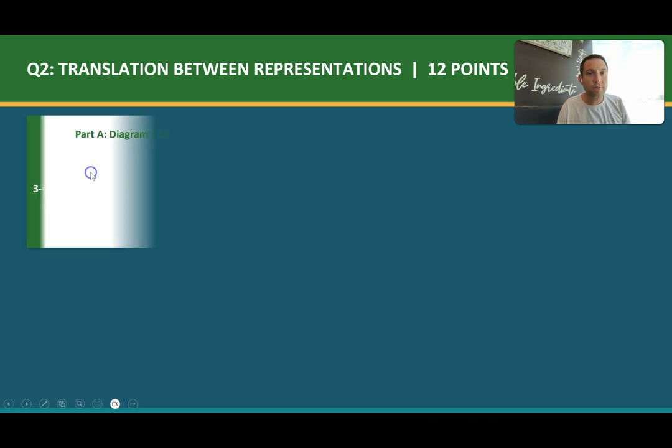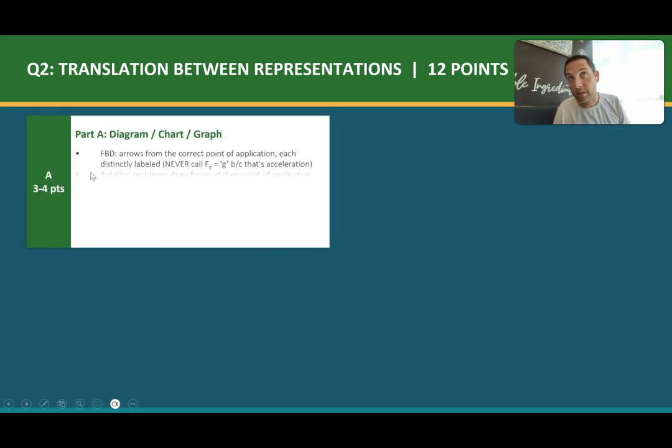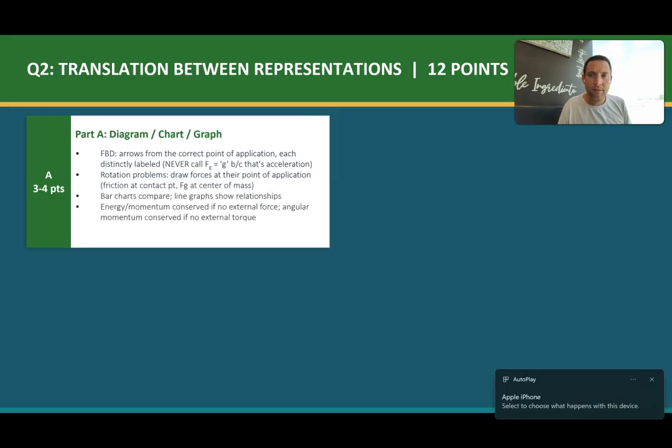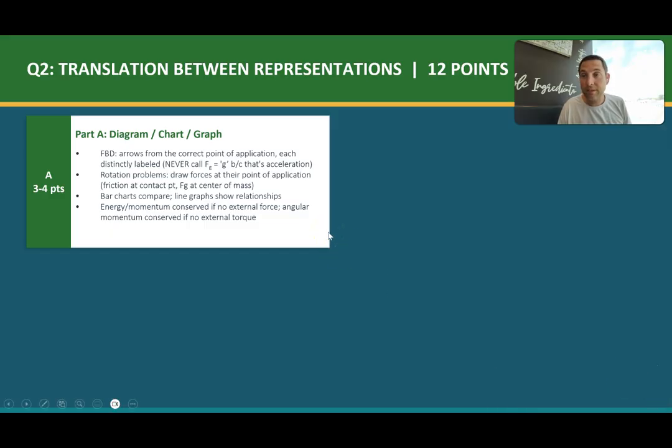Question 2, translation between representations. So we're going to do a little bit of visual. We're going to do some deriving. We're going to represent the situation a few different ways and see if it all makes sense at the end. So for part A, you're going to draw a diagram, chart, or graph.